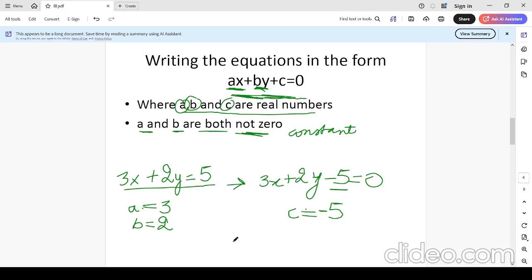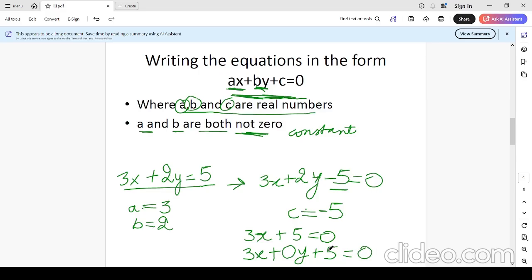Okay. So if I write 3x plus 5 equals 0, is it an equation in two variables? Let's find out. For writing it in standard form, we can write it as 3x plus 0y, because that term is 0 only, plus 5 equals 0.